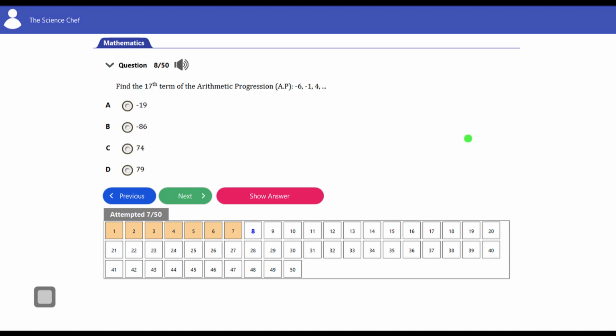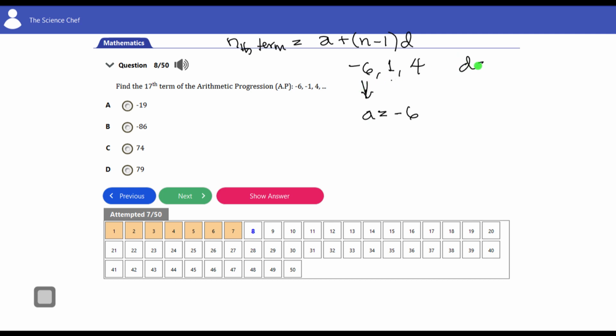140%. Question 8. Find the 17th term of the arithmetic progression minus 6, minus 1, and 4. Now from this arithmetic progression, remember to find the nth term. The nth term of an arithmetic progression is given as a plus n minus 1 into d, where n is the number of terms, a is the first term, and d is the common difference. From this sequence, our a is minus 6, and our common difference d is what? How do we get our common difference? Common difference is second term minus first term.